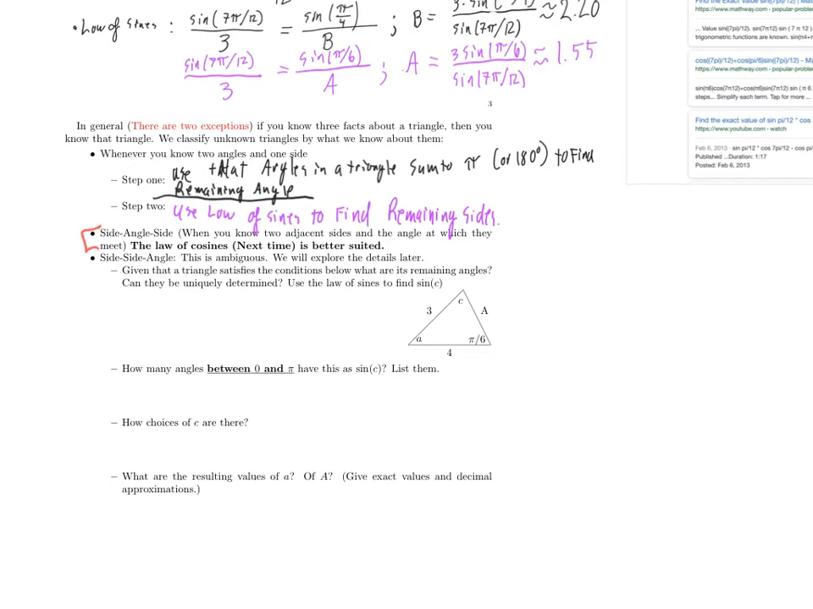A side-side-angle triangle. So this is an ambiguous situation. We'll explore it a little bit later. But let's do an example. So if I give you a triangle that satisfies this information, can you figure out everything about that triangle? Well, let's see if we can. Let's try to solve this for the angle little a and the angle little c.